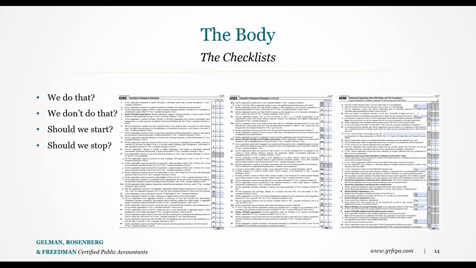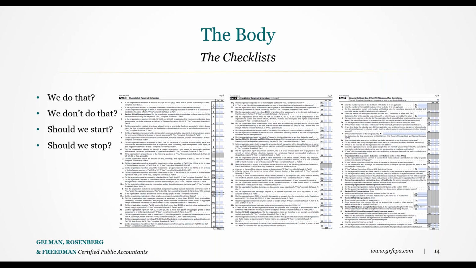Then we get into the checklist. So the first checklist we see is a checklist of required schedules. There are 38 yes/no questions on this checklist, with a yes answer requiring a supplemental schedule to be completed. The supplemental schedules provide detailed information that enables the IRS to evaluate the likelihood of violations of these rules.